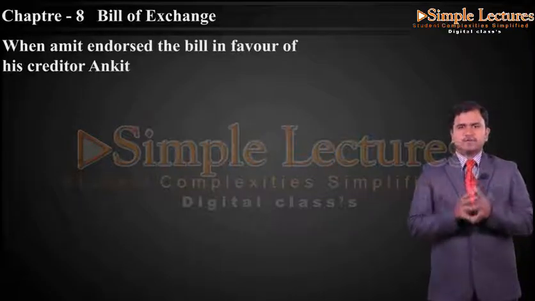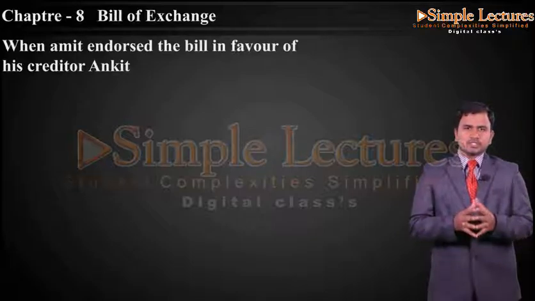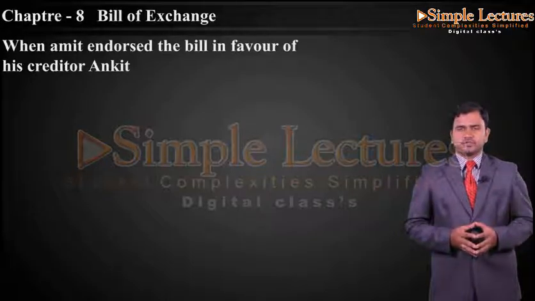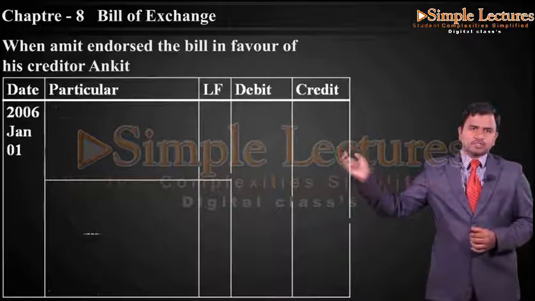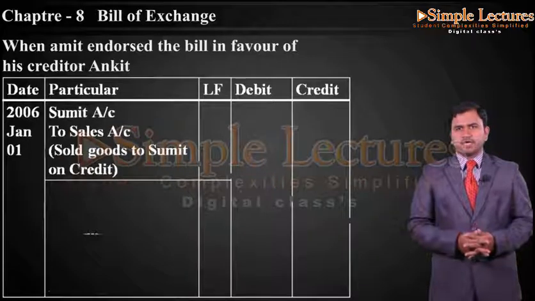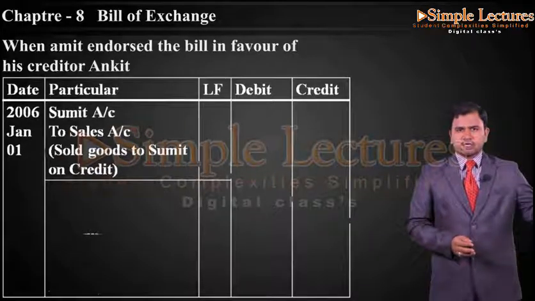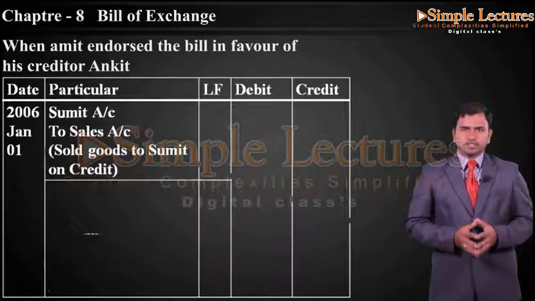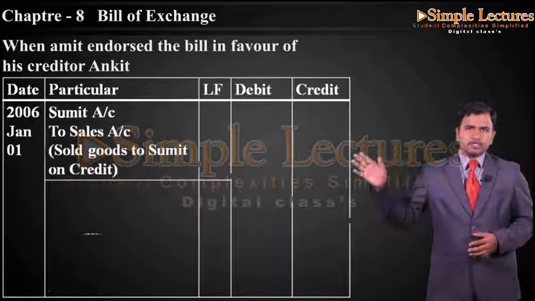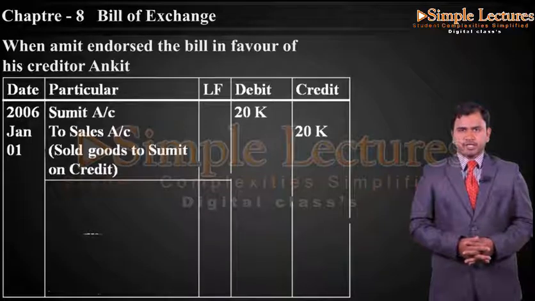So here again, the first entry we are going to show is for the sales, and the second entry is for the acceptance of the bill for 3 months. The first entry will be Jan 1st 2006, Sumit account debtor to sales account. Narration: being goods sold to Sumit on credit. The amount remains the same here, 20,000 debit and 20,000 credit.